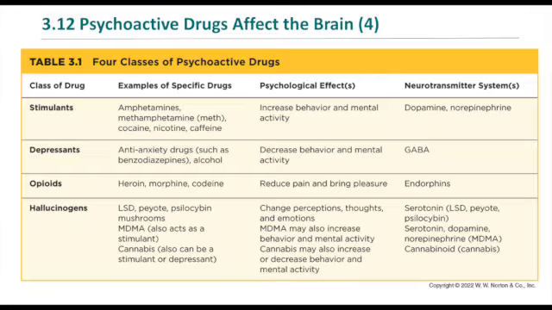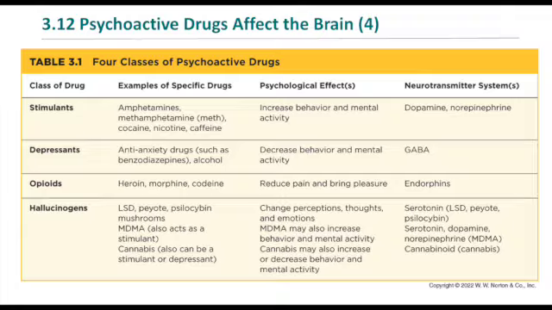And now we have the four classes of psychoactive drugs. We have stimulants. Examples of the drug are cocaine, nicotine, and caffeine. It increases your behavior and mental activity, and in the neurotransmitter system, it touches your dopamine. Next, we have depressants, which are anti-anxiety drugs and alcohol. This decreases behavior and mental activity.